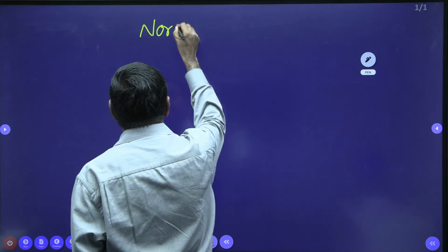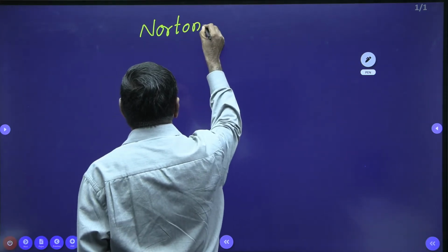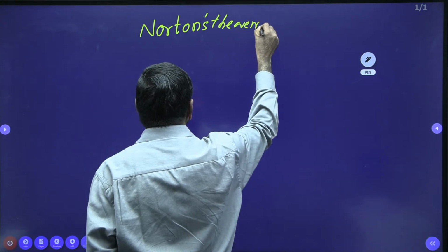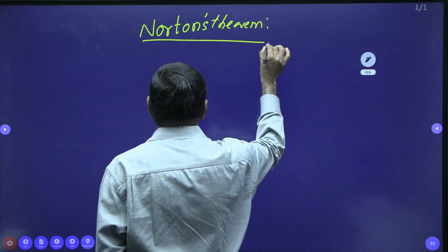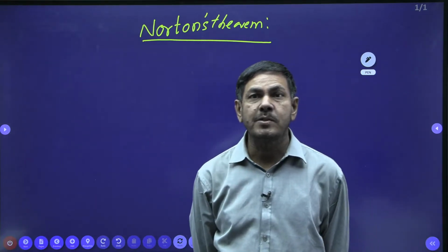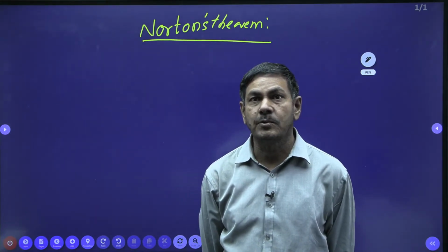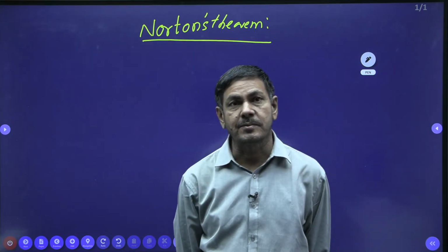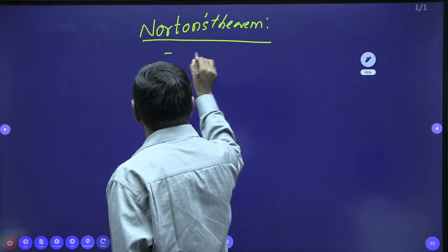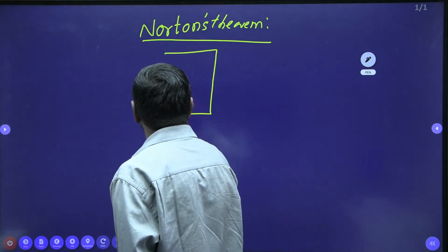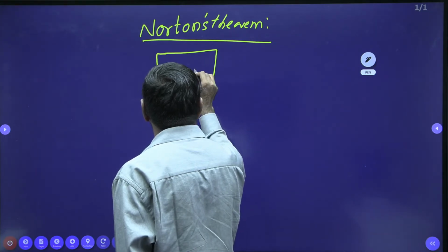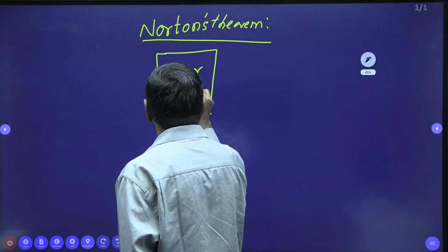Norton's theorem. If a student is in a position to do problems by using Thevenin's theorem, he can do Norton's theorem easily also. Suppose you are given any linear network. Suppose there is a linear network. The linear network is given.